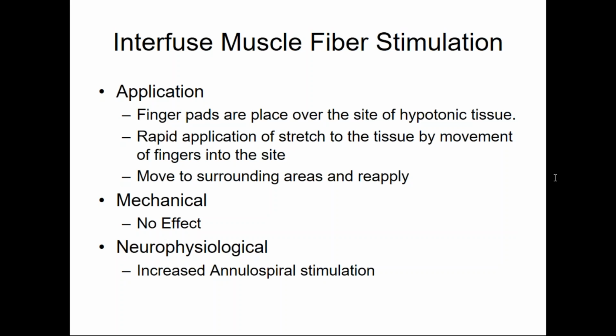So what we're doing is contacting into the segment of tissue that is hypotonic, doing a relatively quick burst into those muscle fibers, getting the spindles to stretch and fire and sending an impulse to the spinal cord, which will result in increased muscle tone. So that would be interfusal muscle fiber stimulation.